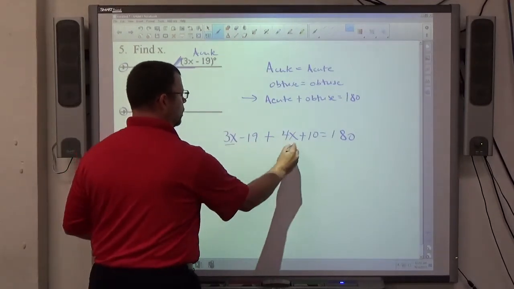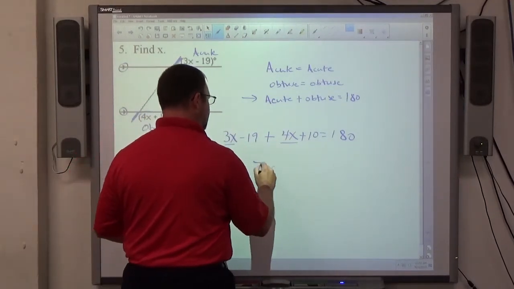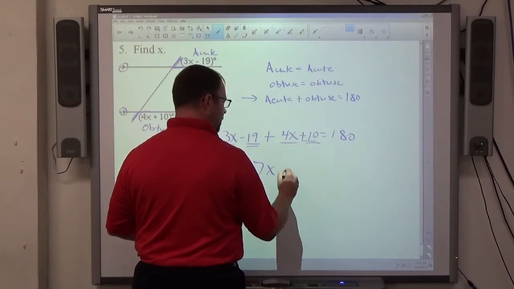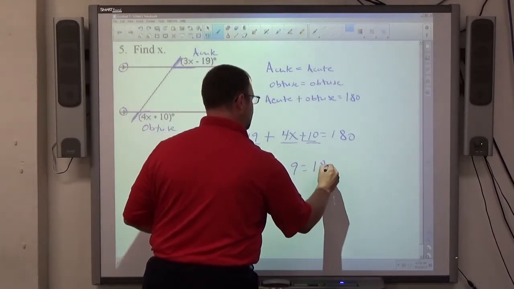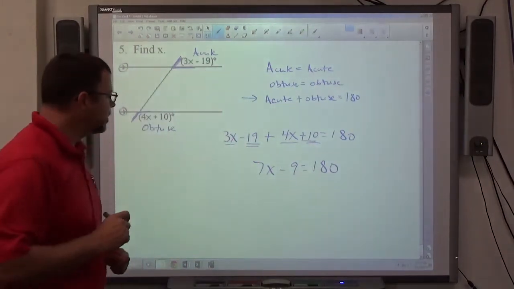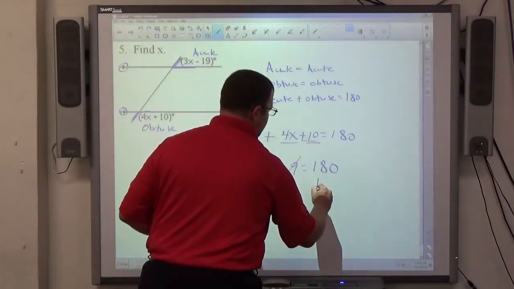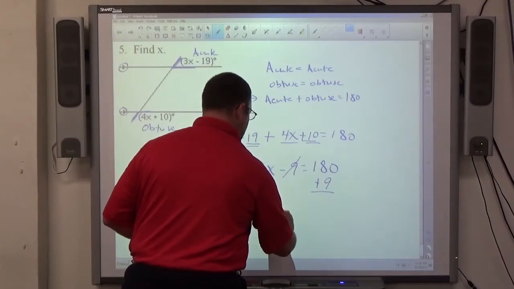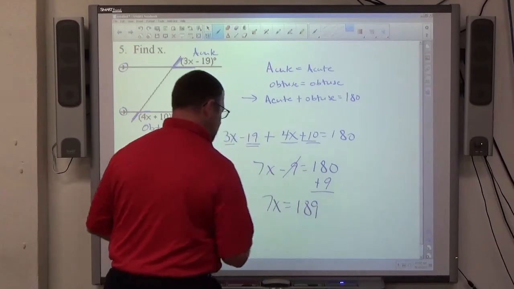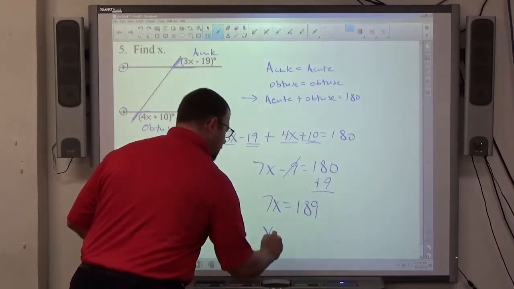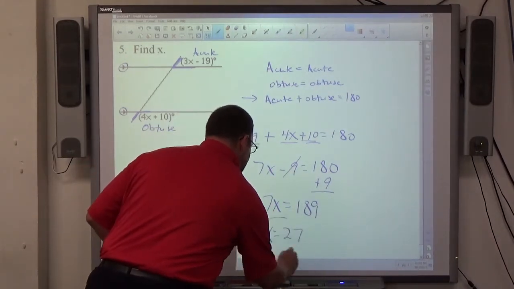Combine like terms, 3x and 4x is 7x. Negative 19 plus 10 is negative 9. And if 7x minus 9 equals 180, we move the 9 to the other side, therefore 7x must be 189. We divide both sides by 7, ends up with 27 for x.